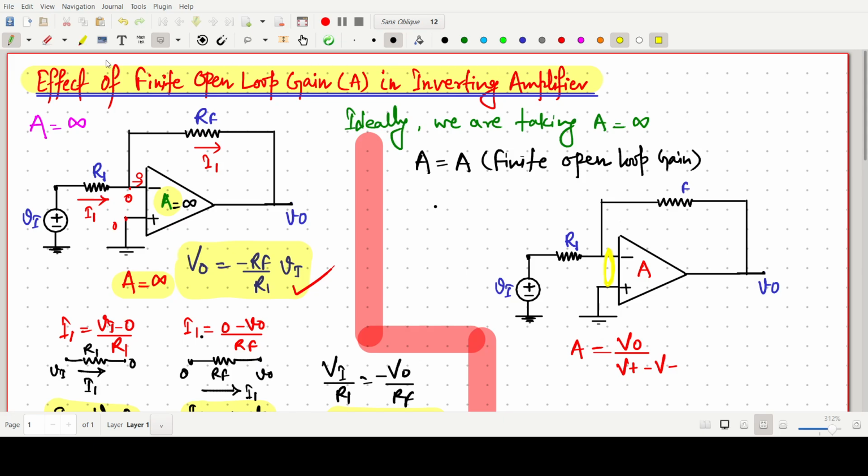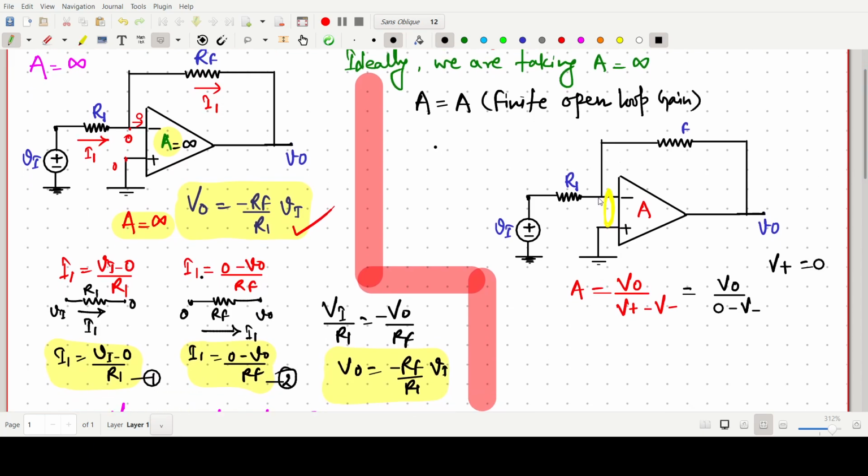So we can easily find this: V plus is grounded. So we can write V naught by 0 minus V minus, because V plus is grounded. We have to find the potential at this side. So V minus is nothing but simply minus V naught by A. Is it okay?